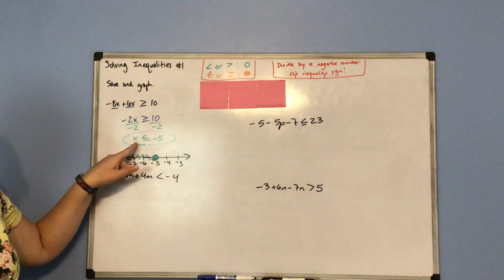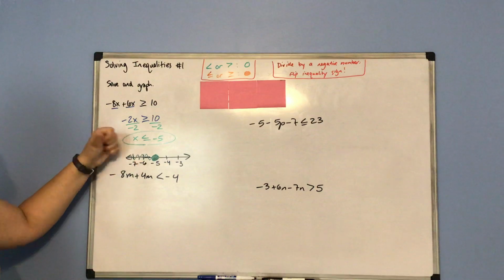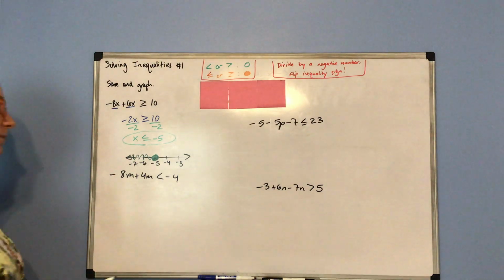The nice thing about this is as long as you have your variable first, then your number with the inequality sign in the middle, the inequality is pointing in the direction you need to shade.